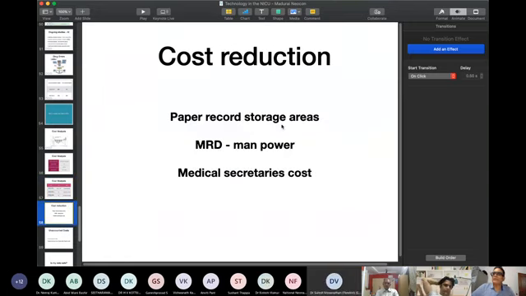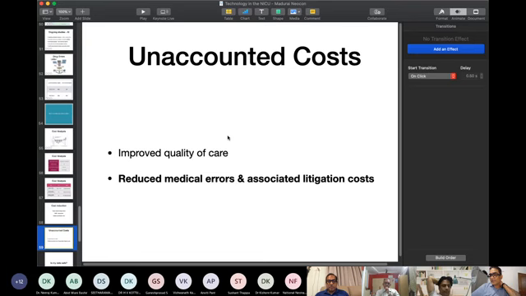And not only that, MRD, medical records department, manpower costs and medical secretaries costs reduce significantly. And the medico-legal and litigation costs are significantly reduced when the quality of care is improved. These are all unaccounted costs, but definitely this will be of great use. Somebody asked this question on the cost of the EMR. That's why I thought I'd show these slides.